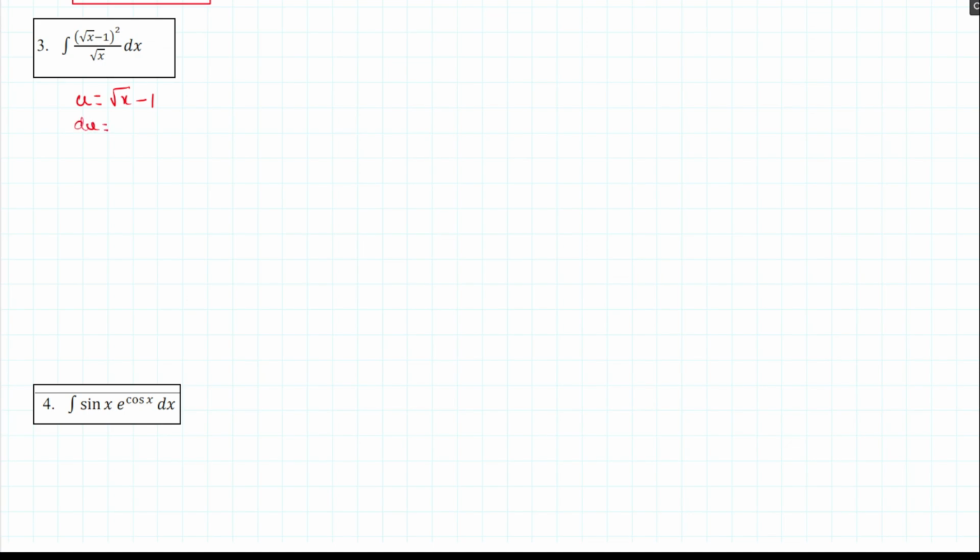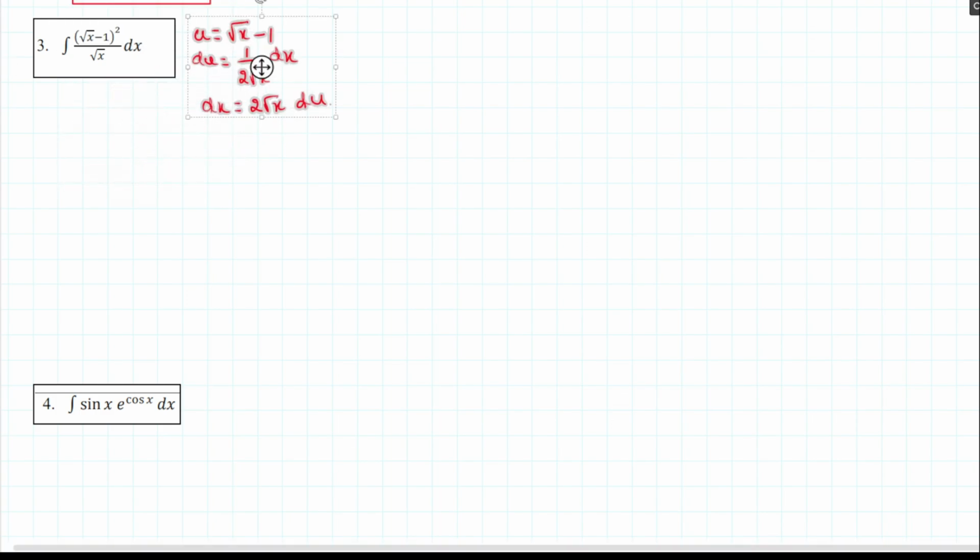Then du equal to the derivative of square root of x, which is 1 over 2 root x, and the derivative of this constant is 0, that is dx. So therefore dx equal to, you can do the cross multiplication here, 2 root x du. Okay, so let this aside.